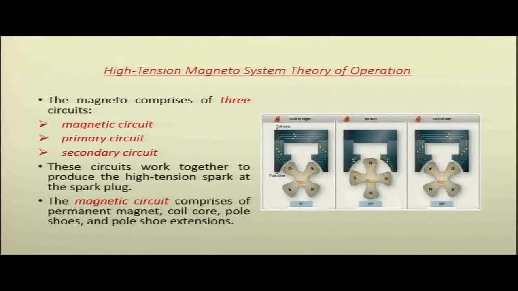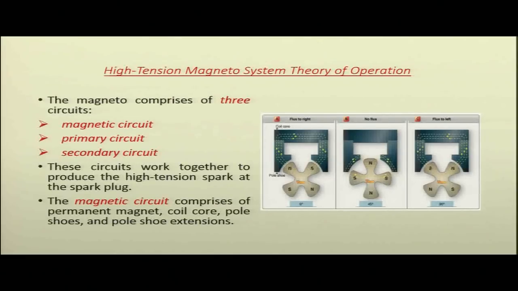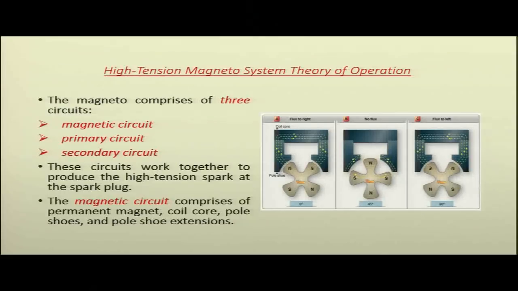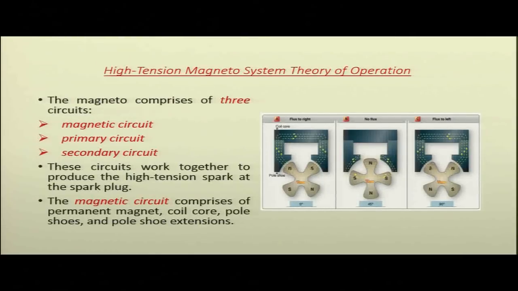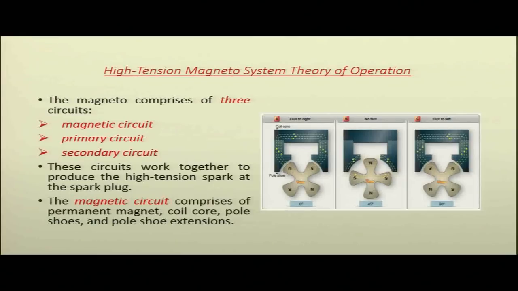Now, let us see the high tension magneto system. How is it operating? What is the theory behind it? The system comprises three units. Basically, the ignition system will have a magneto, the ignition harness and the spark plugs. So, let us see how the magneto operates.